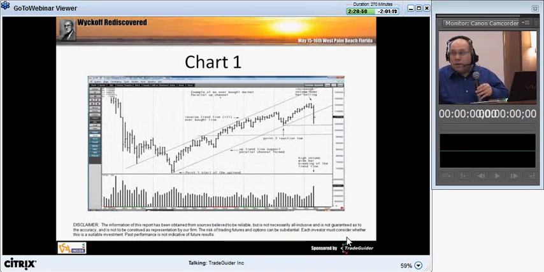VSA, Wyckoff, everybody else says demand comes from lower. Starting out lower, high-end close. Who won the battle? Bulls or bears? Bulls win the battle. Look at the break that you've had here. What can you say about the character of the break?